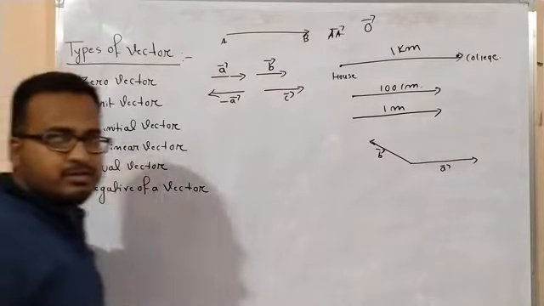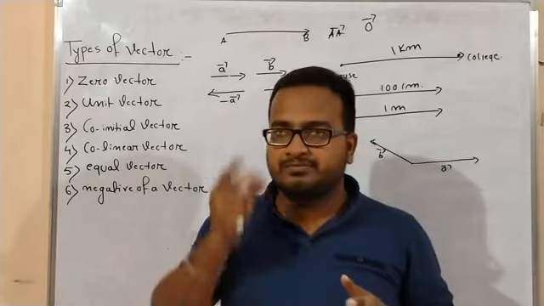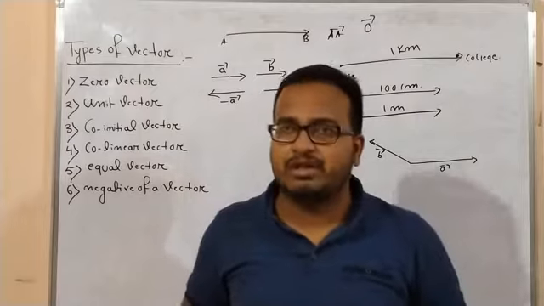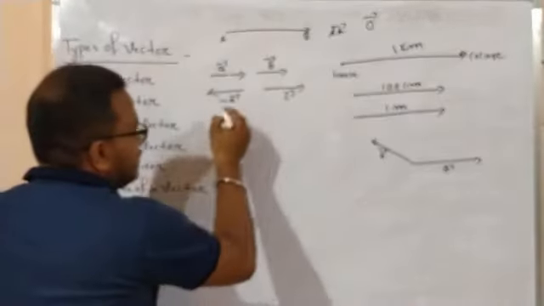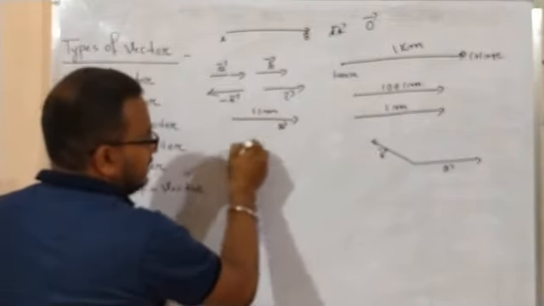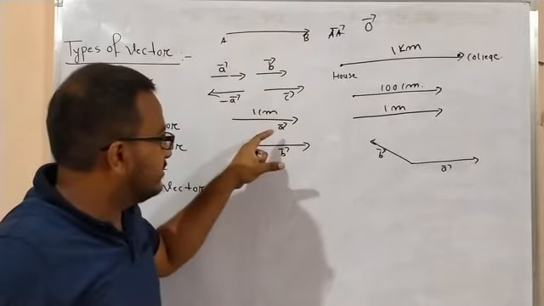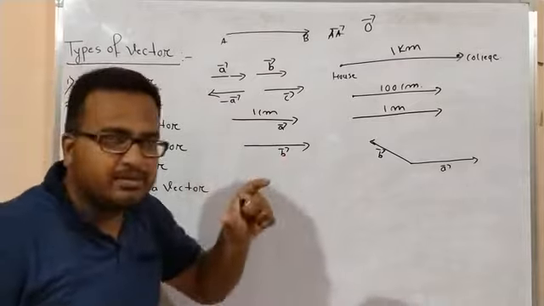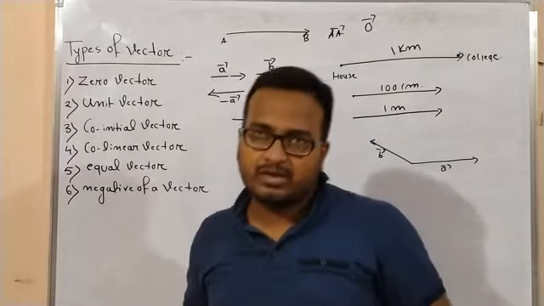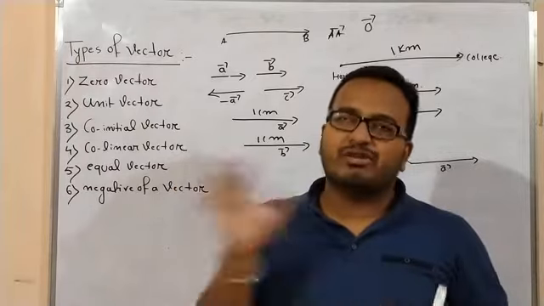Next, equal vectors. It is obvious equal vectors means they must have the same magnitude as well as the same direction, isn't it? Equality means they must have the same magnitude as well as the same direction, right? That means if you take this one having magnitude 1 centimeter, a vector, and if you take this one, b vector, and it is given that a vector and b vector are the same, that means the magnitude of this one also must be 1 centimeter. Okay, that means two vectors are said to be equal if they have the same magnitude as well as the same direction.